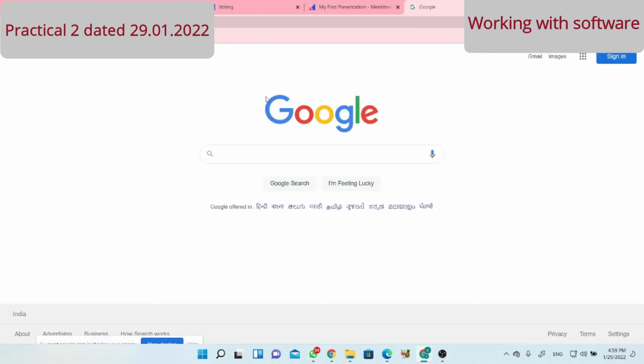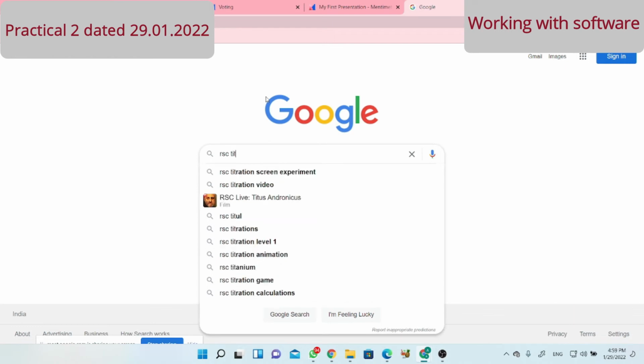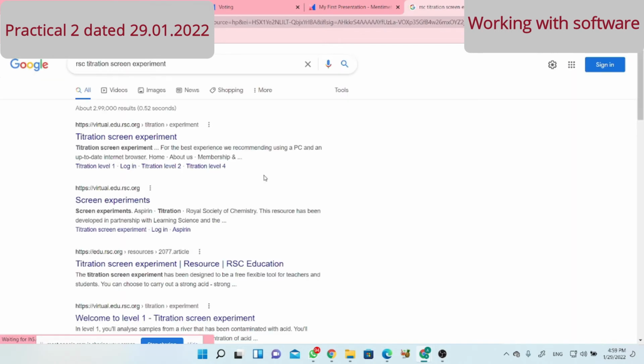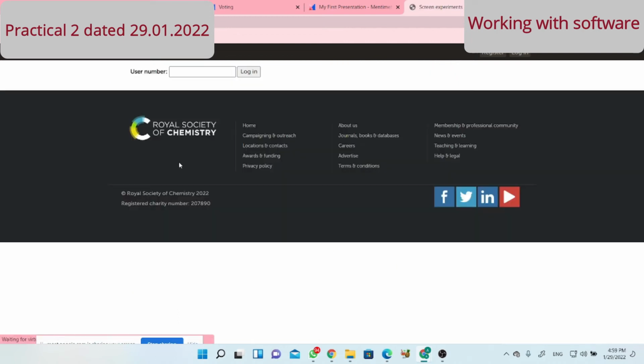Let me see. If you search RSC, Royal Society of Chemistry, and titration experiment in Google, you will get this link. Click the top link or the second link. I clicked one link. There I am finding quick start, login, register. What I want to do is login now, because you are already registered. Please tell me anybody's user number.